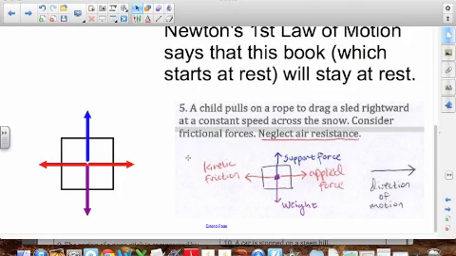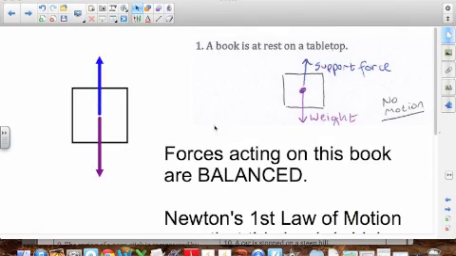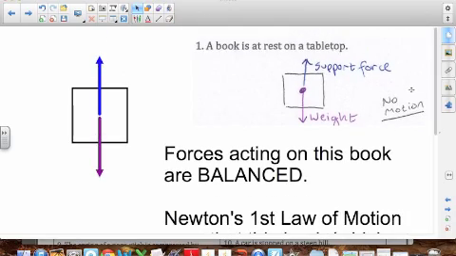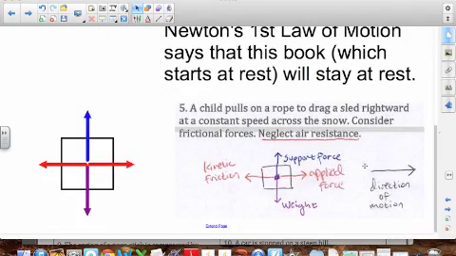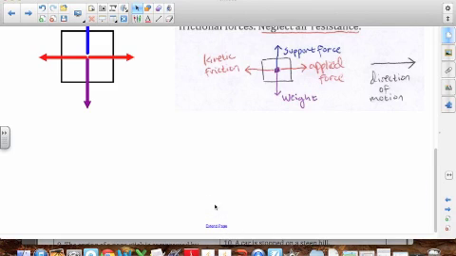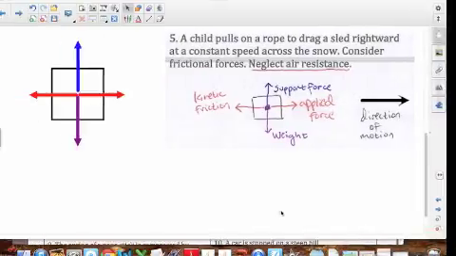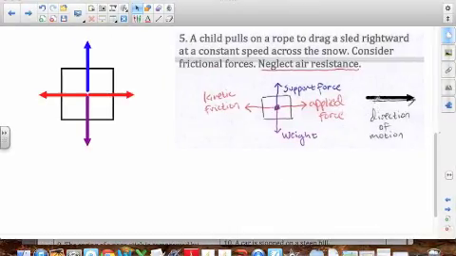Now again, just like in this example, the forces are balanced, but in the last example, the book wasn't moving. In this case, the sled is moving. What I drew here in black was, I hope you will recognize now, a velocity vector. My movie is jumping again. So this black arrow was the velocity vector.